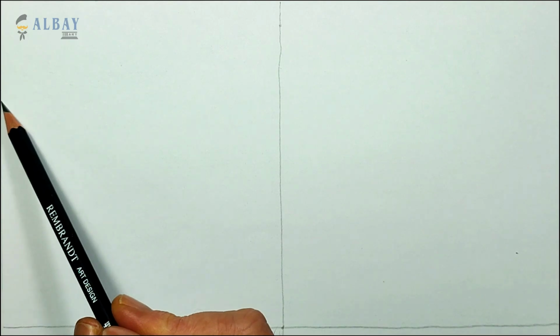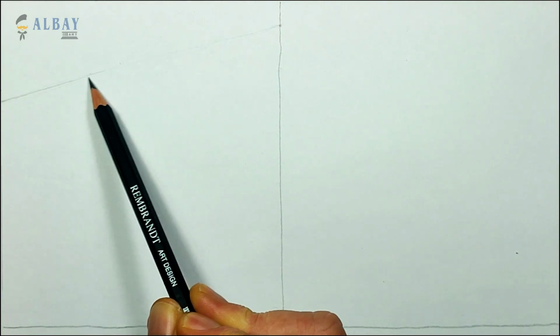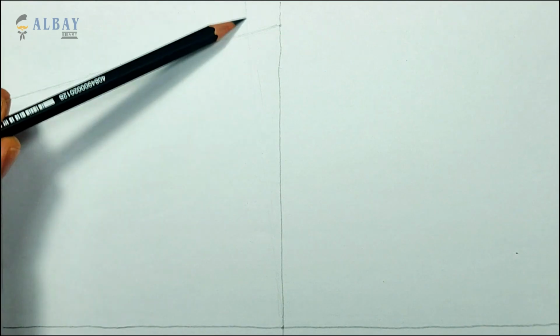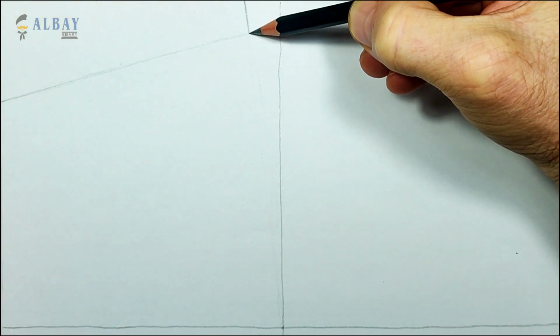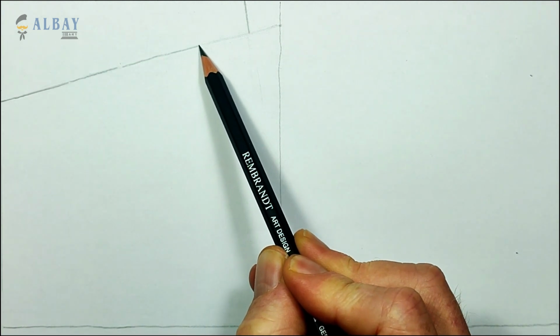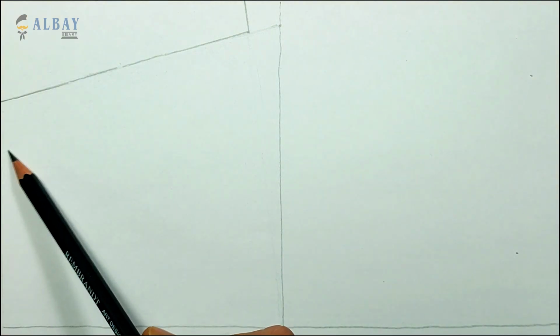Let's draw the first building. I'm drawing the right edge of the building and I'm using the top vanishing point for that. For the top edge of the building, I use the bottom vanishing point. You may not understand the logic right now, but trust me, you'll get the hang of it when drawing other buildings. Don't worry.